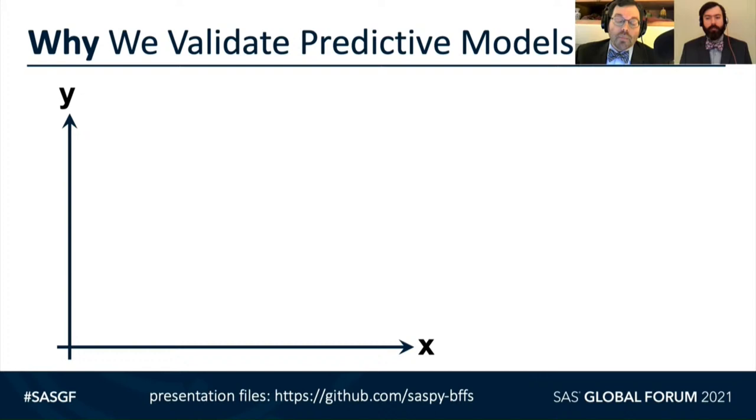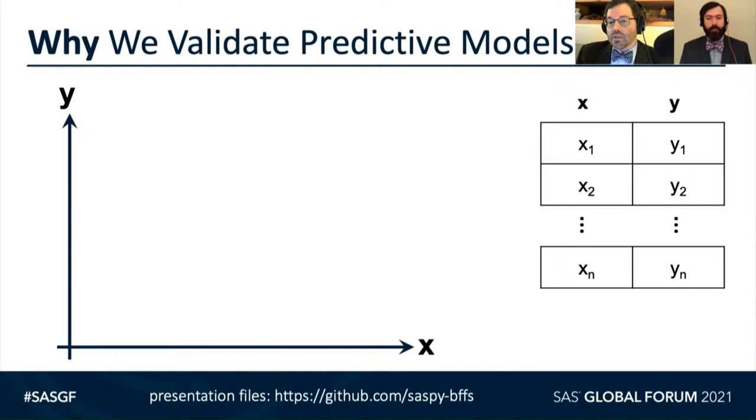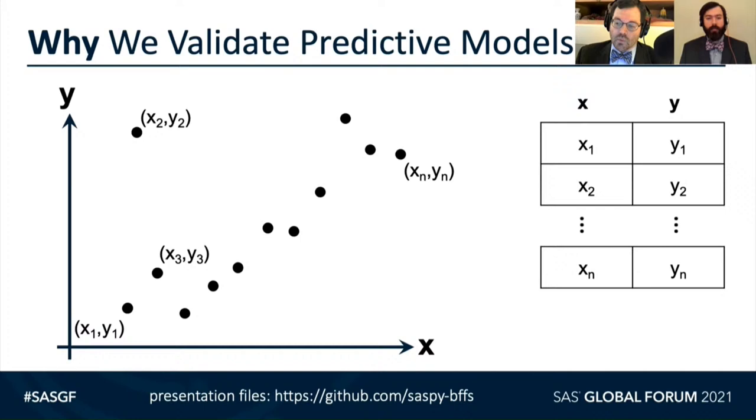So just to remind you about why we validate predictive models, imagine the all-too-familiar scenario. You have observations for two variables, x and y, and we'd like to use values of x to predict values of y. We start typically in this scenario with a scatter plot, where we're going to plot each of our ordered pairs, x1, y1, x2, y2, x3, y3, and so on, all the way through xn, yn.